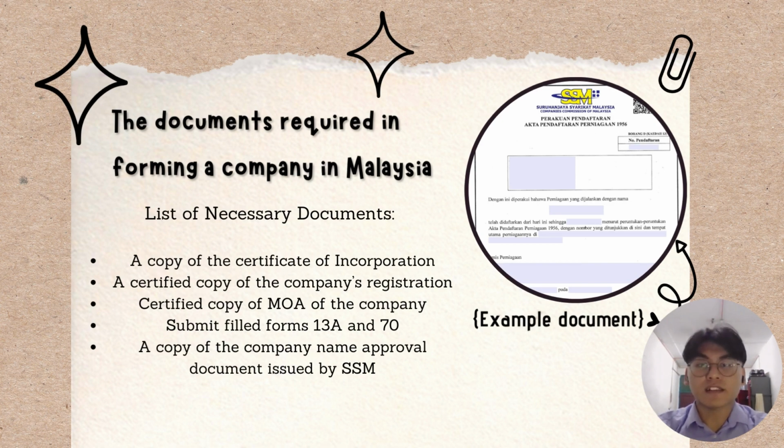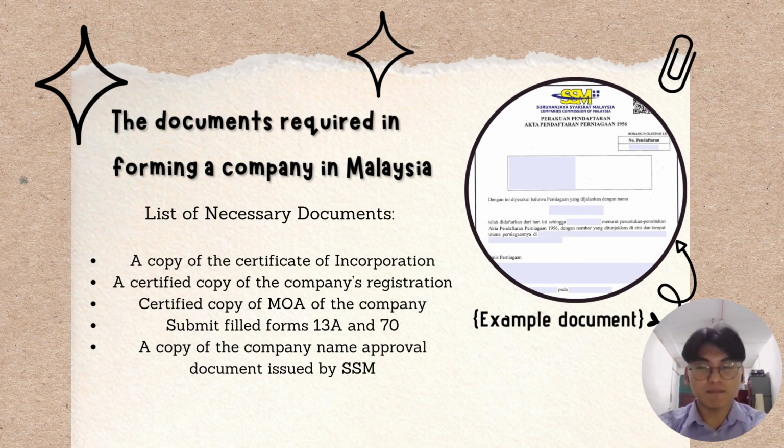There are five necessary documents, which are a copy of the certificate of incorporation, a certified copy of the company's registration certificate, a copy of the MOA of the company, the filed forms 13A and 70, and lastly, a copy of the company name approval document issued by SSM.